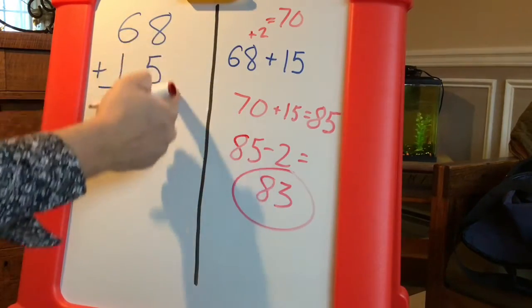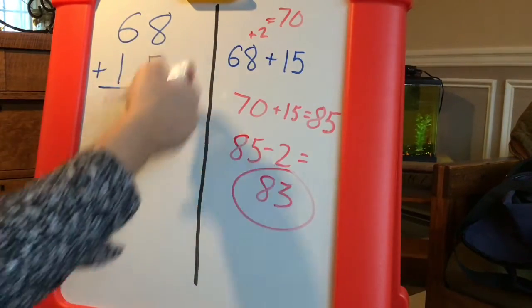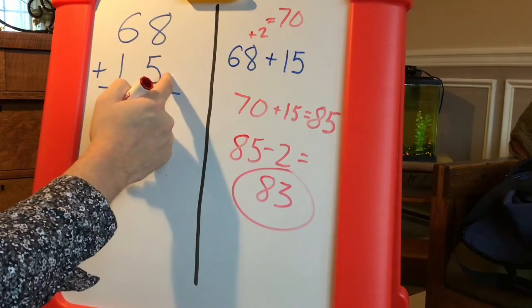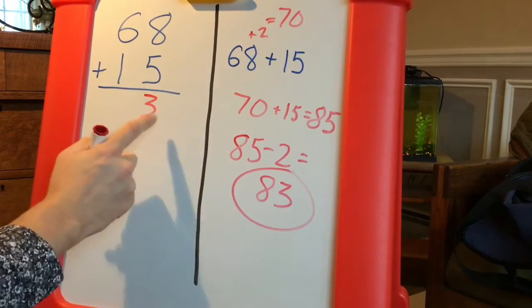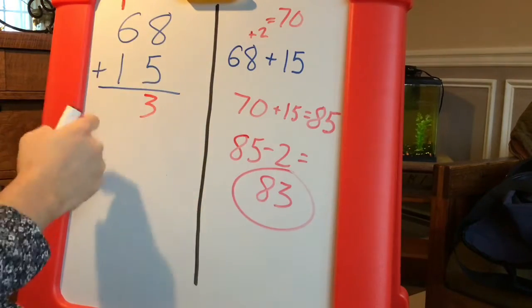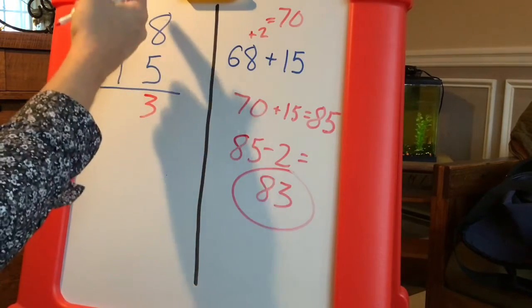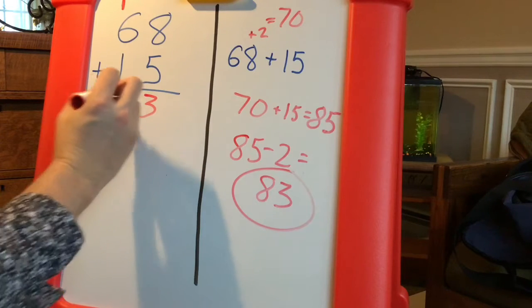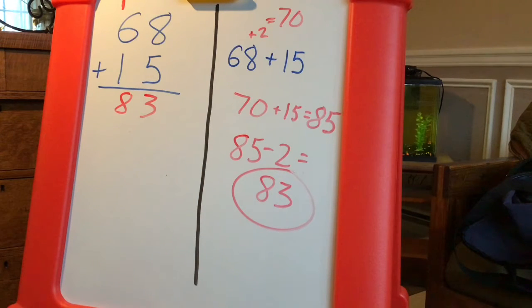Let's see if it works out here. 8 plus 5 more is 13. Oops, so far it looks good. 3 in the ones place. 6 plus 1 is 7, plus another is 8. 83. Good.